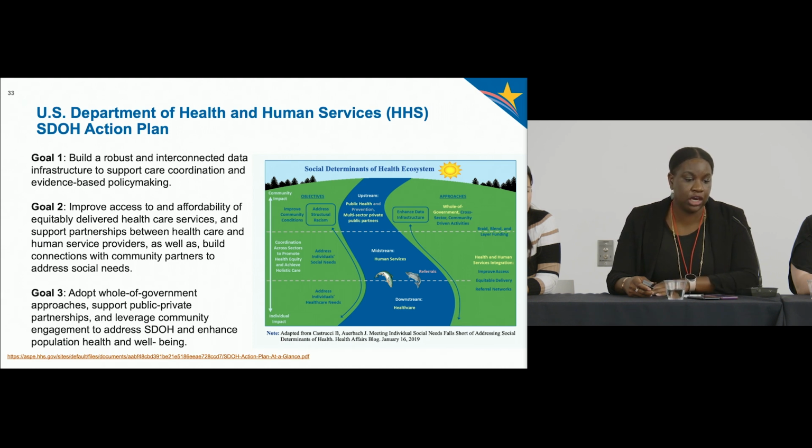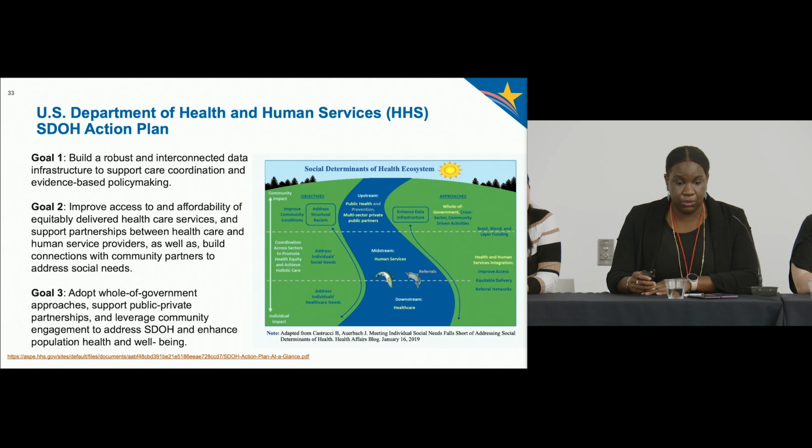In addition to this Federal Health IT Strategic Plan, we also have our HHS SDOH Action Plan, and you see the three goals here, which is build a robust and interconnected data infrastructure. Goal 2 is about improving access to and affordability of equitable delivered healthcare services, and the other things listed there. And then Goal 3, again, is that focus on adopting a whole of government approach.